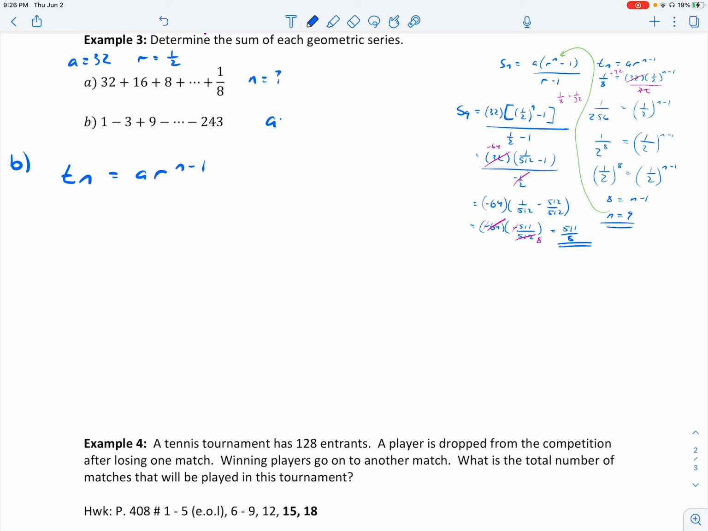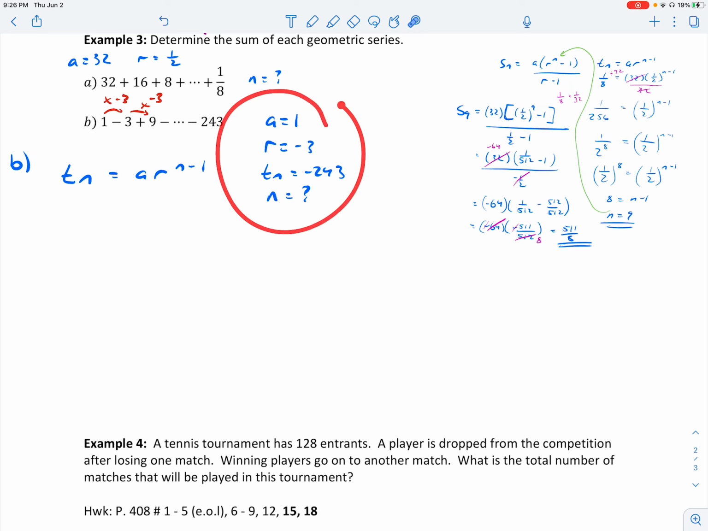So we know that a is 1. We know that r, in this case, what am I multiplying by to get the next terms? So it looks like r is negative 3, right? Because we have times negative 3 to get the next term. All right, and our last term is negative 243. We're trying to find n, right? So that's our given, and this equation is going to work perfect for that. We'll sub everything, and we'll solve for n.